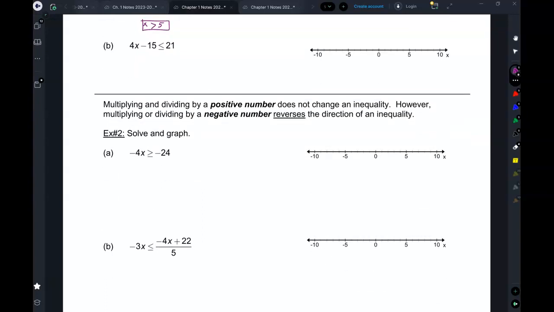So here we're going to add 15. We're going to get 4x is less than or equal to 36. So x is less than or equal to 9. This time it's less than or equal to, so it's a closed circle, and we're going to go this way.